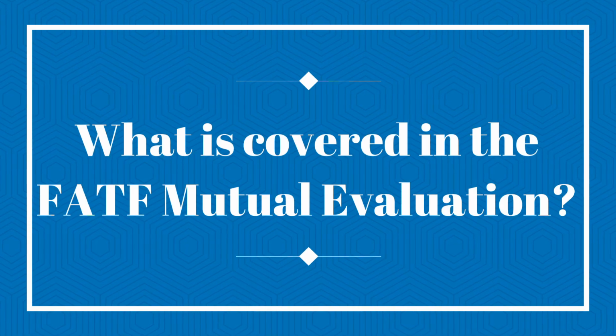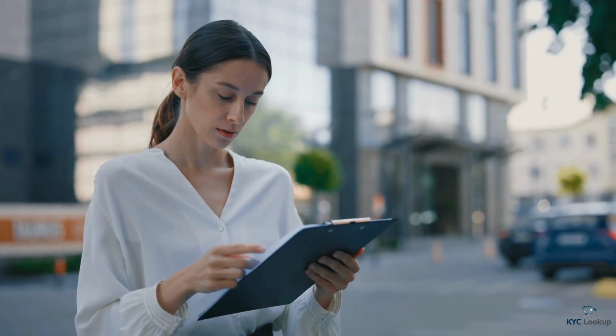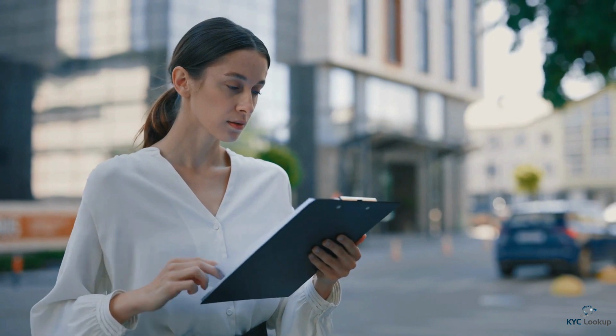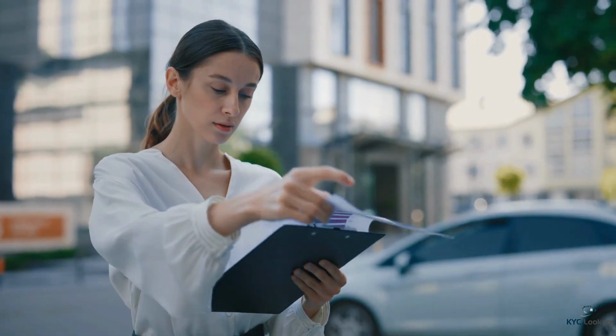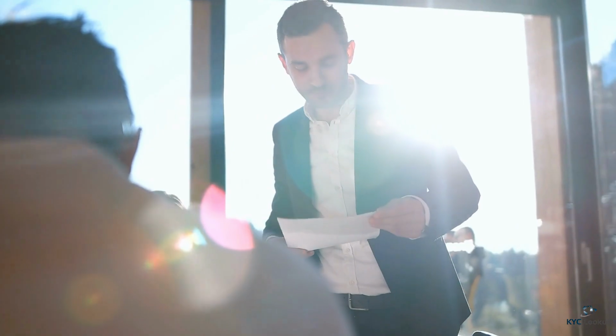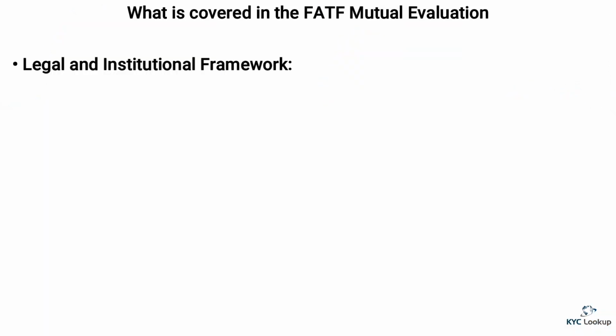What is covered in the FATF Mutual Evaluation? The FATF Mutual Evaluation covers various aspects of a country's anti-money laundering (AML) and counter-terrorist financing (CTF) framework. It provides a comprehensive assessment of a country's measures and capabilities in combating financial crimes. The key areas covered in the mutual evaluation include legal and institutional framework.